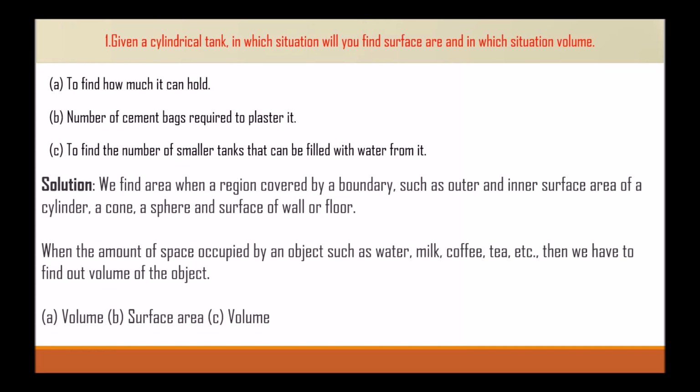We find area when a region is covered by a boundary, such as the outer and inner surface area of a cylinder, a cone, a sphere, and the surface of a wall or floor. When we want the amount of space occupied by an object such as water, milk, coffee, tea, etc., then we have to find the volume of the object. So in the first one we will find the volume, in the second one we will find the surface area, and in the third one we will find the volume of the cylindrical tank.